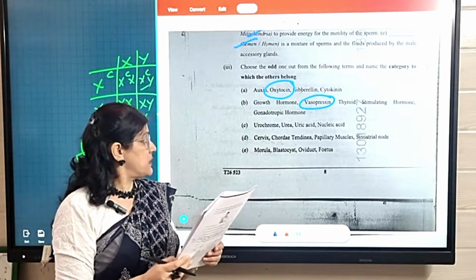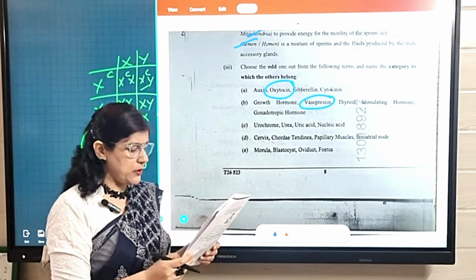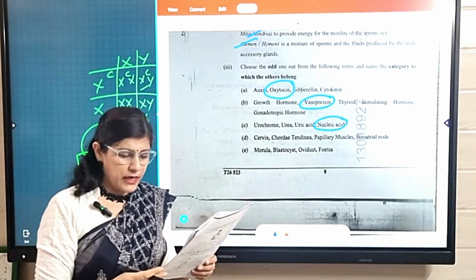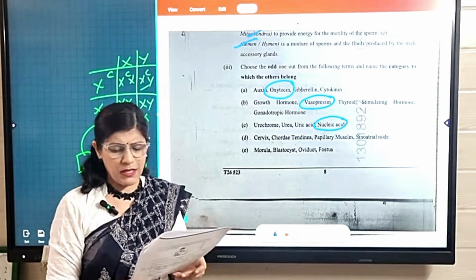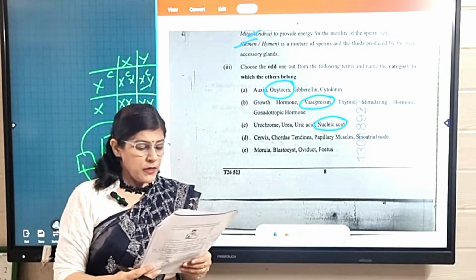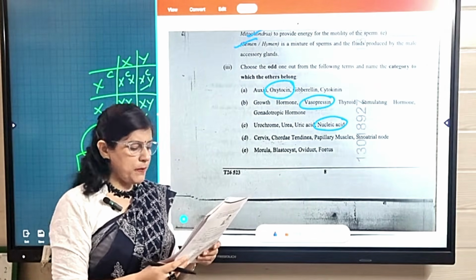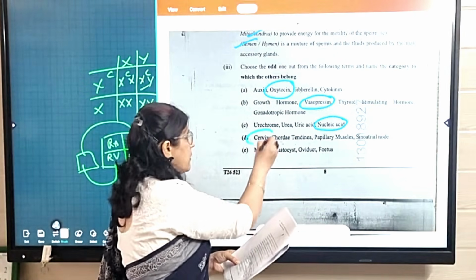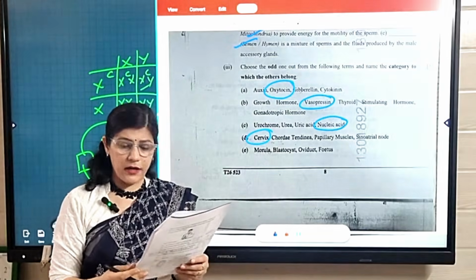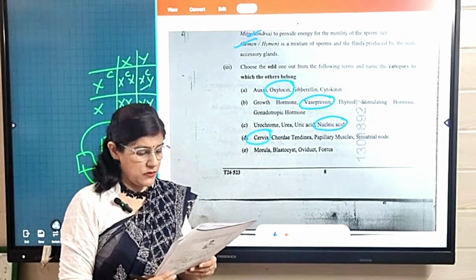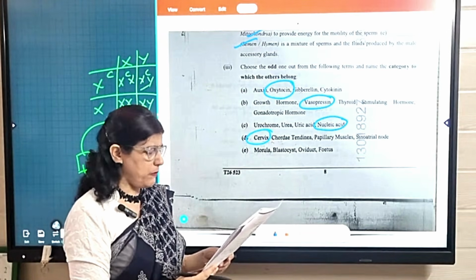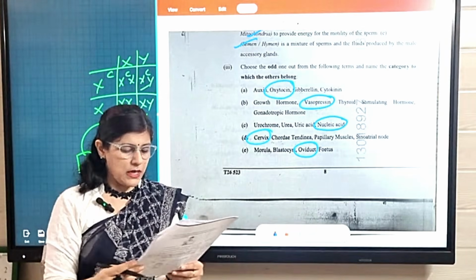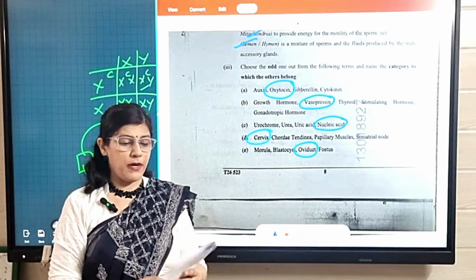So vasopressin हो जाएगा. Next is urochrome, urea, uric acid and nucleic acid is the odd one out because others are excretory products. You can use मतलब urine word भी use कर सकते हैं. Next is cervix, chordae tendineae, papillary muscles, sinoatrial node. So here cervix आपको पता ही है. Others are related with heart. Heart के parts में आ जाएगा. Morula, blastocyst, oviduct and fetus. So oviduct is the correct answer because others are related with the stages of embryo.